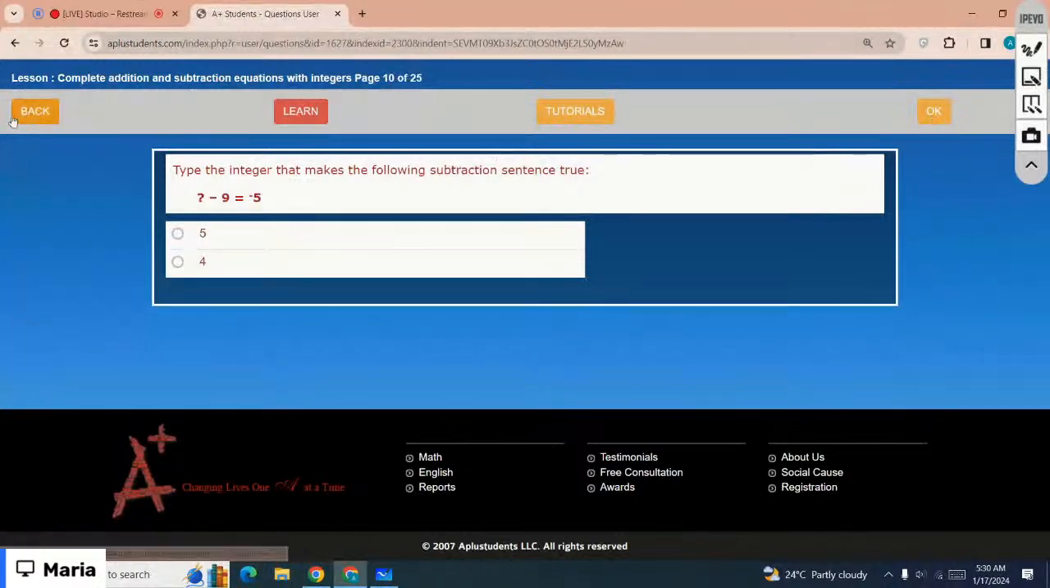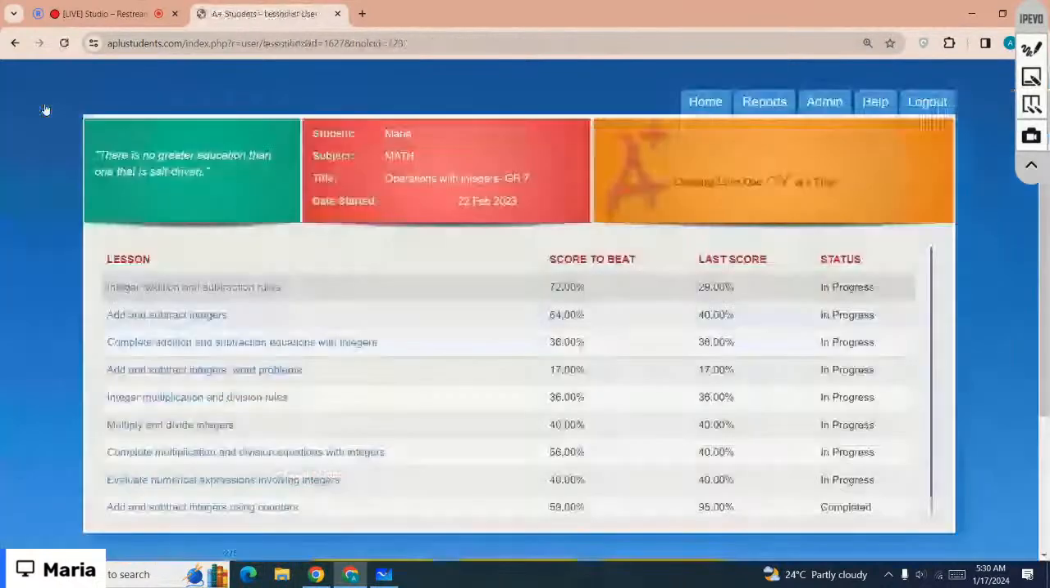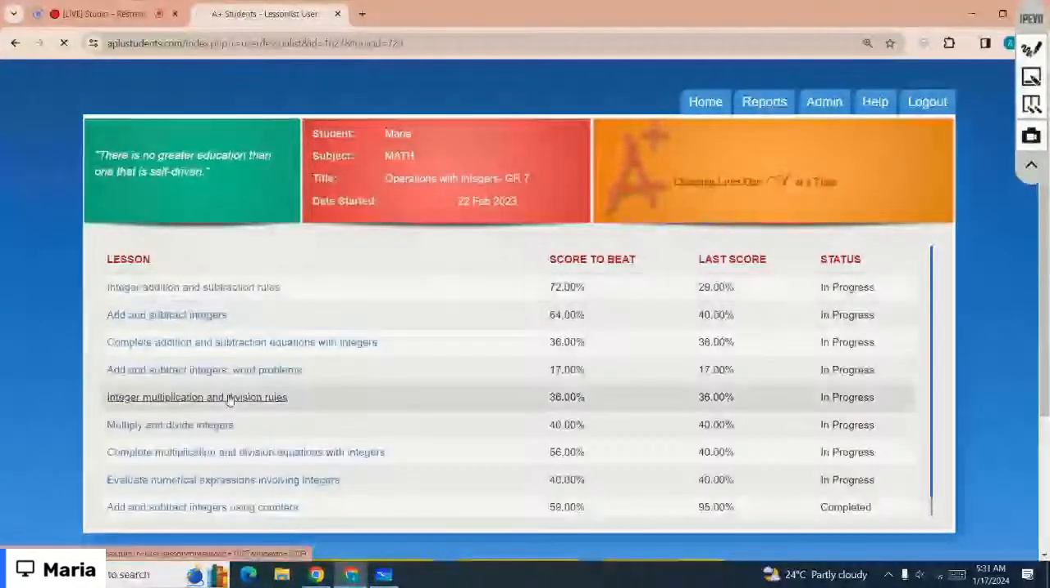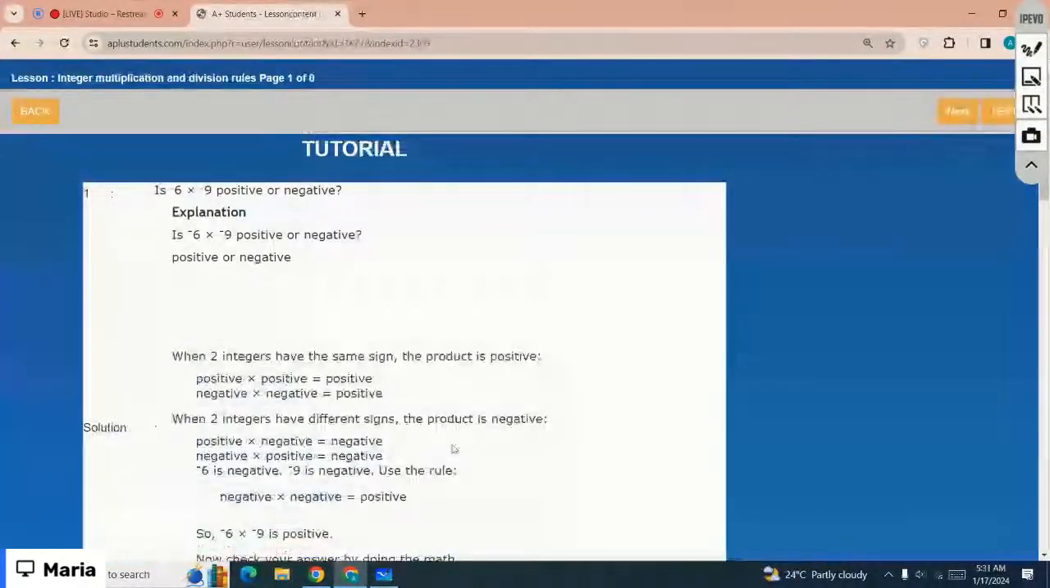The next lesson is integer multiplication and division rules. Integer multiplication and division rules are very easy, right? So if one of the numbers is negative, the answer is negative. This is for both multiplication and division. If either of the numbers is negative, the answer must have a negative sign. Got it? Now let's just start with the practice questions.